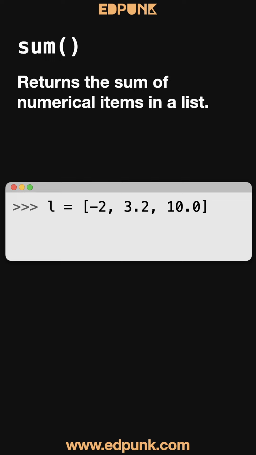Let us take another example where we have floating point values in a list. Assign a list containing items int minus 2, float 3.2 and float 10.0 to a variable L. Now, executing sum of L returns the sum of values, that is 11.2.